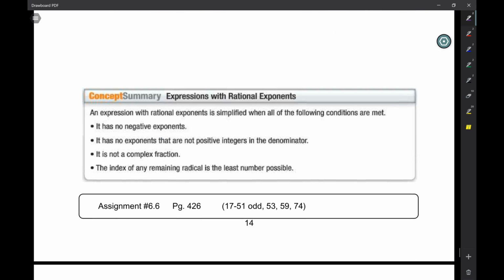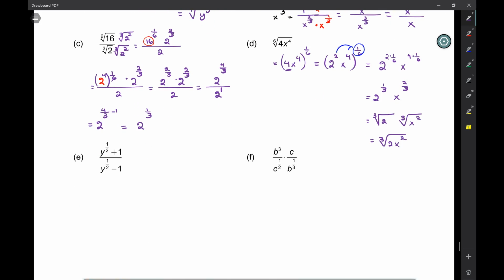Okay? Yeah, sorry. I was just looking at the chart on the bottom. Okay.